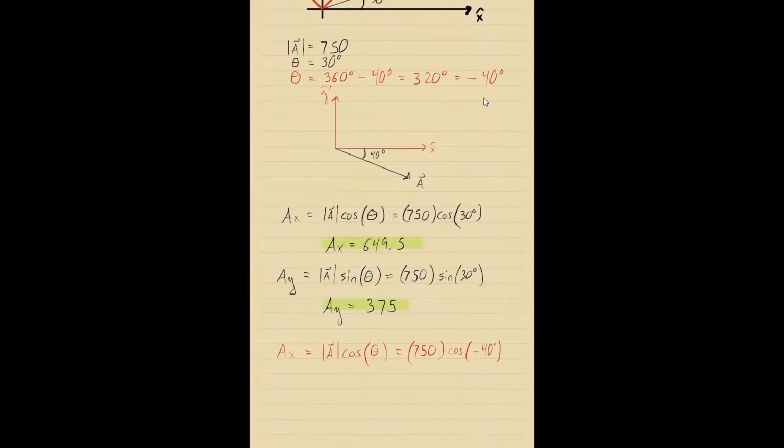Right. So this says that the x component of our vector is equal to 74.5 units.